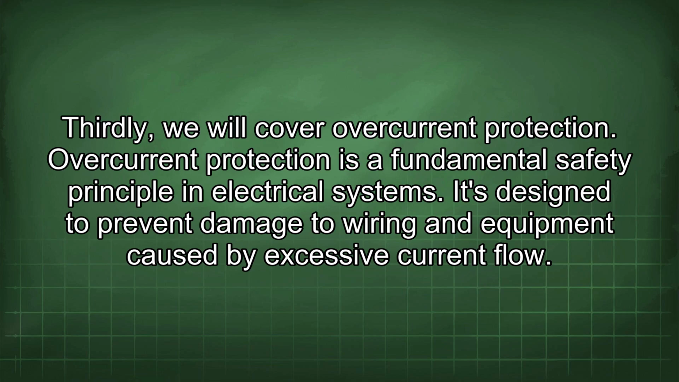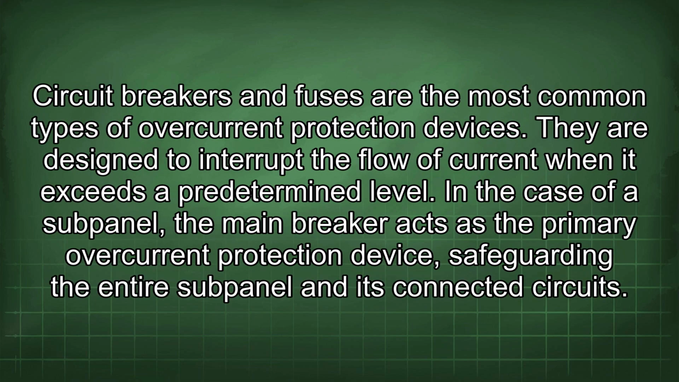Thirdly, we will cover overcurrent protection. Overcurrent protection is a fundamental safety principle in electrical systems. It's designed to prevent damage to wiring and equipment caused by excessive current flow. Circuit breakers and fuses are the most common types of overcurrent protection devices. They are designed to interrupt the flow of current when it exceeds a predetermined level. In the case of a subpanel, the main breaker acts as the primary overcurrent protection device, safeguarding the entire subpanel and its connected circuits.